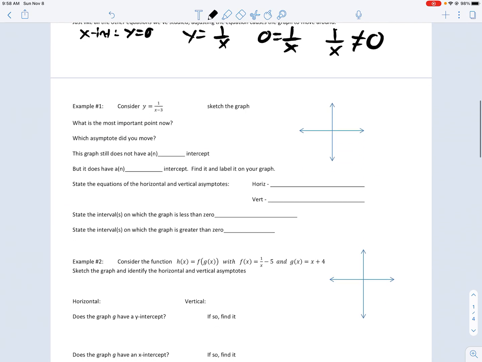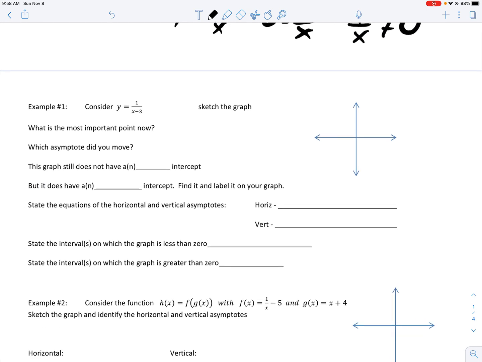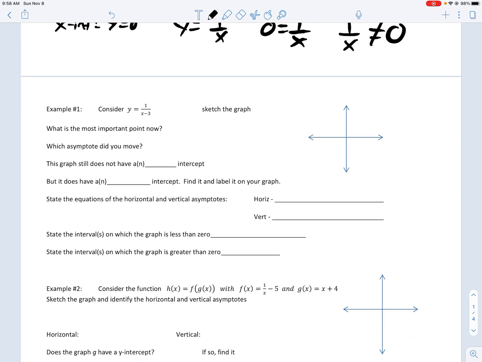So let's look at example 1. We have y equals 1 over x minus 3. Remember, the parent function is y equals 1 over x. So this has been shifted. It's been shifted 3 units to the right. So now the key point is (3, 0).